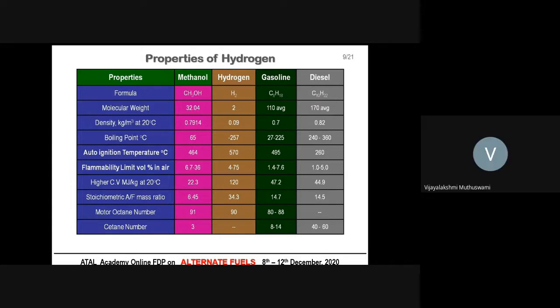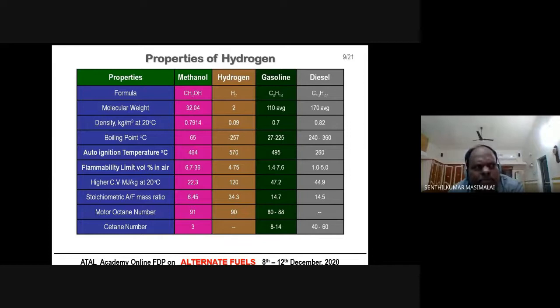Nice. And I have never seen a paper of yours published on biodiesel. Is there any reason for that? Actually, biodiesel, long back I used biodiesel, but all over the world, sufficient research has been made using biodiesel. So I am not interested in biodiesel.